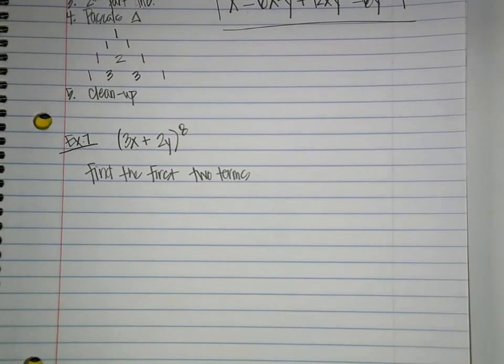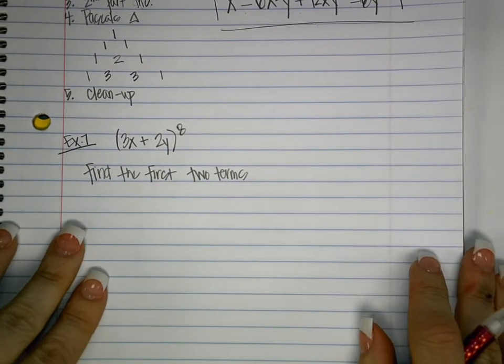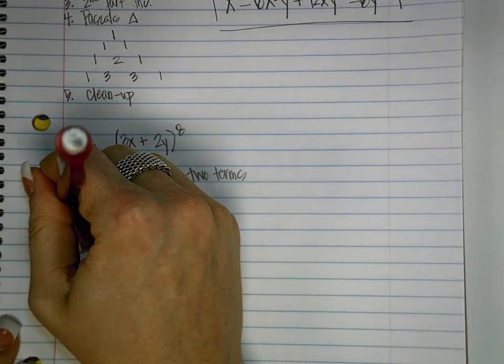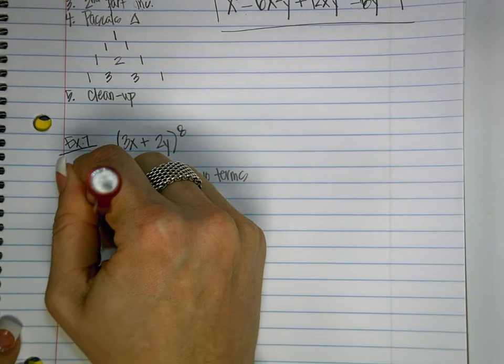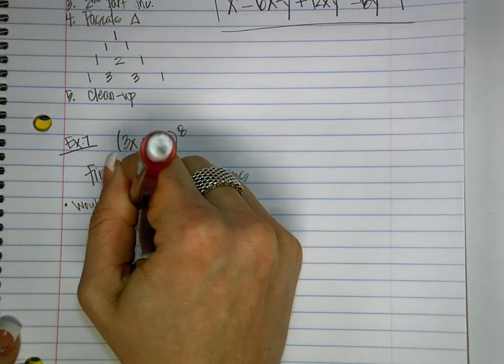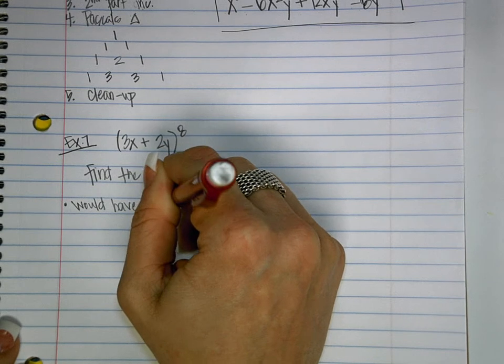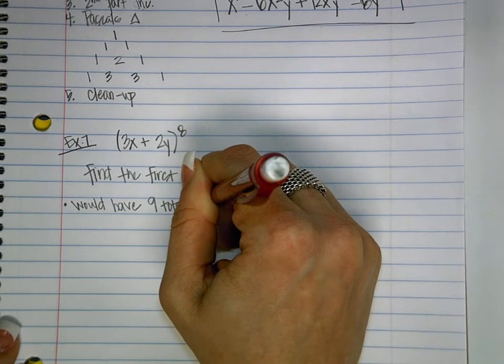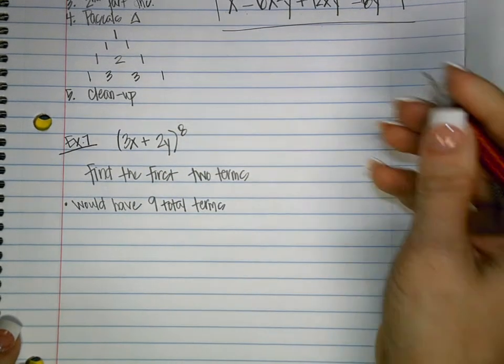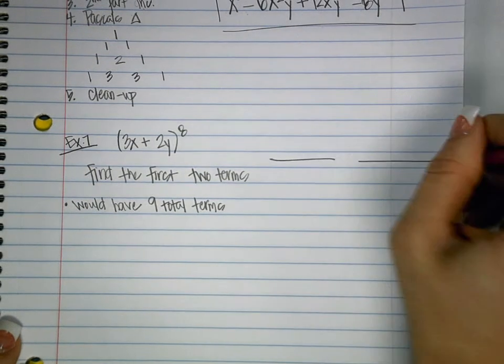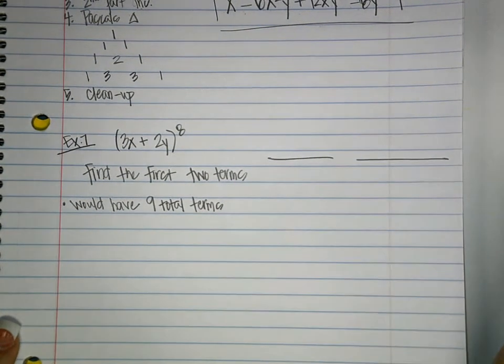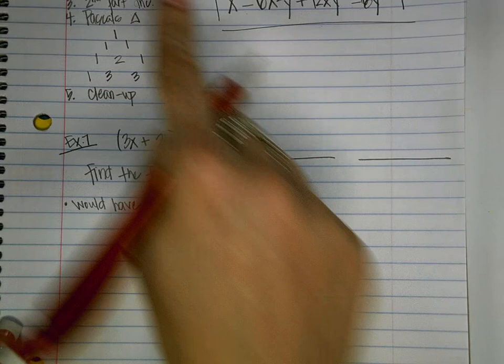Okay, so if I asked you to find the first 2 terms, how many terms would this have? 9. Would have 9 terms total. Now, if I'm going to find the first 2 terms, let's put in my numbers. So I know I have my number of terms. I'm just going to do 2.